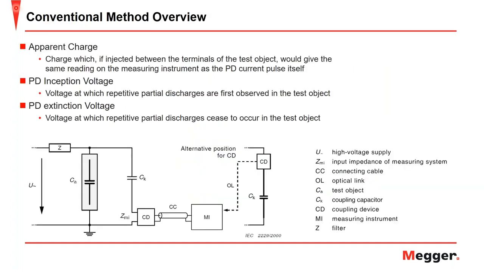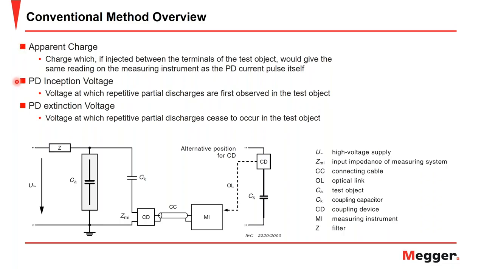Okay, so here we have the conventional method overview, and the typical measurement circuit for the conventional method covered under the IEC 60270, and some important terms. So apparent charge, which you've heard a couple times now, is the charge which, if injected between the terminals of the test object, would give the same reading on the measurement instrument as the PD current pulse itself. Since you can't actually measure the PD current pulse, this gives you the apparent charge equivalent to that current pulse.